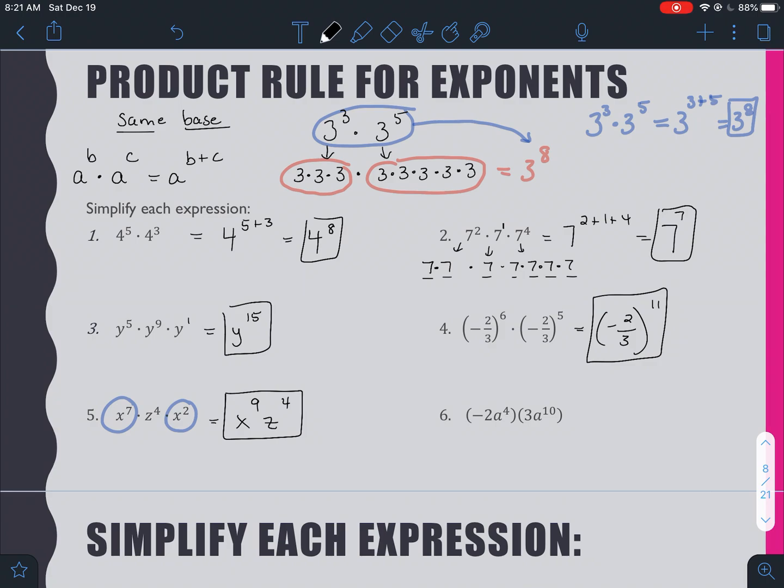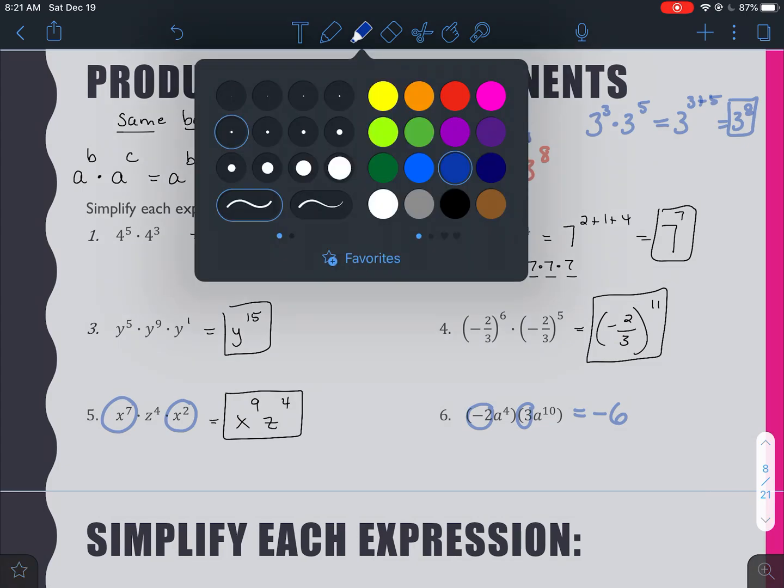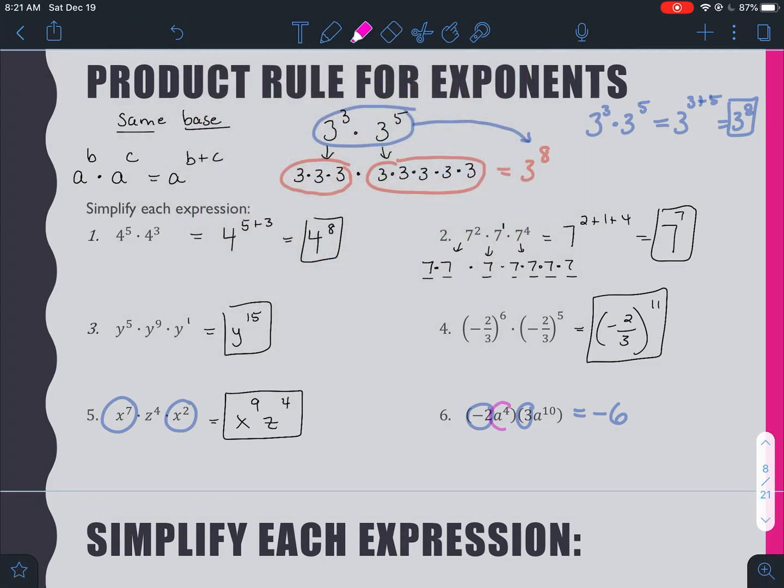On number 6, we have negative 2a to the 4th times 3a to the 10th. Now, if your exponential expressions have numbers in front, so if they have coefficients, the rule is you just get to multiply the two coefficients like normal. So negative 2 times 3 is just a normal multiplication. So this is just going to be negative 6. And then you can deal with the exponential expressions afterwards. So a to the 4th times a to the 10th, they have the same base, so you can add their exponents. So that would be a to the 14th. So your final answer will be negative 6a to the 14th.